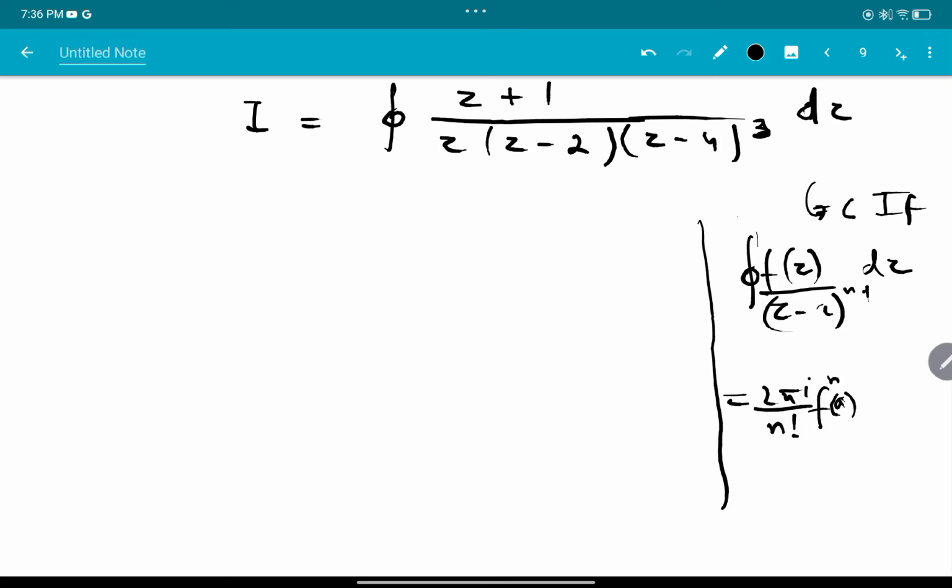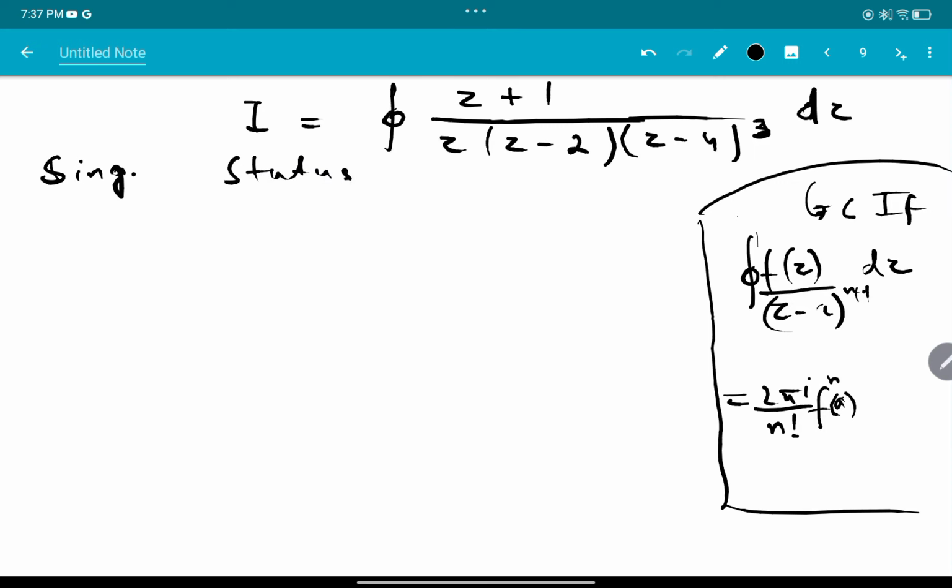The moment you see it, first recognize what your f(z) is. Look at this, for example, suppose this is n plus 1 here. There are three singularities, and we also need their status.